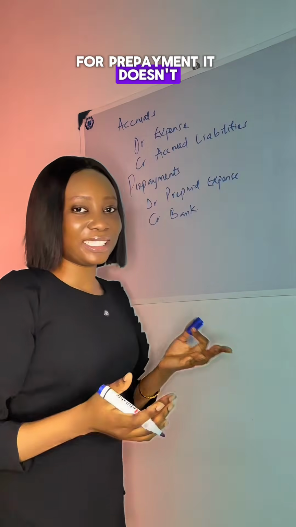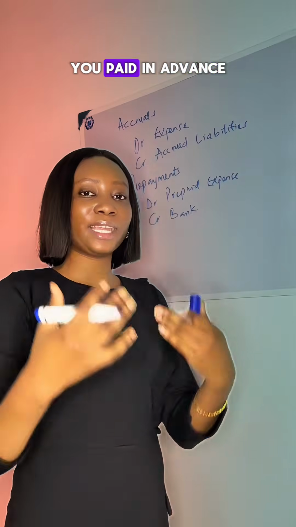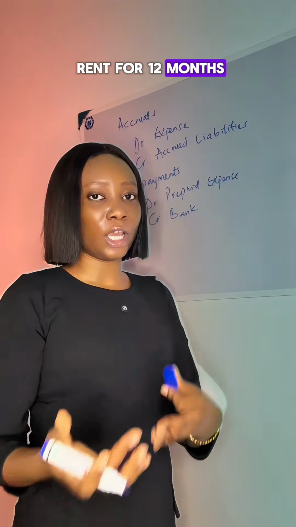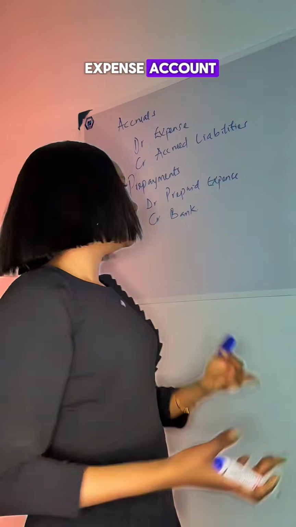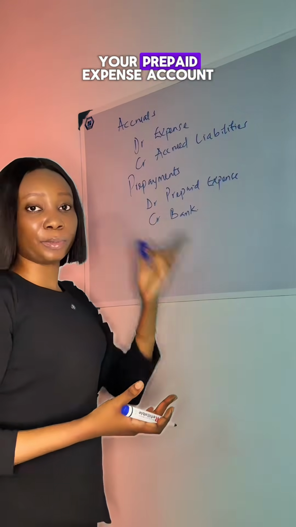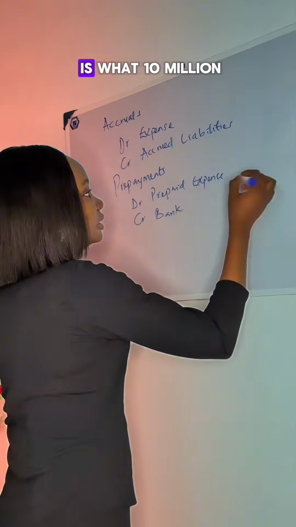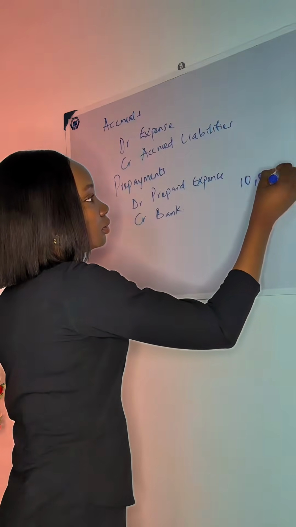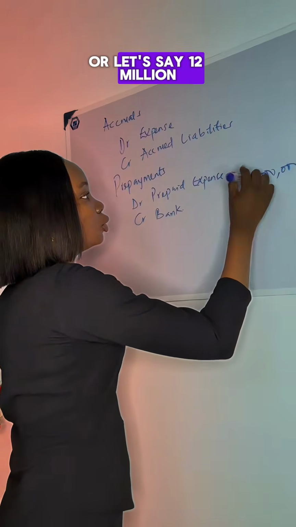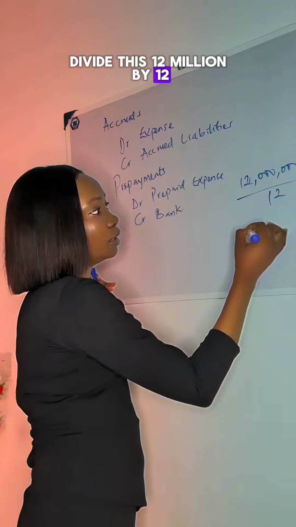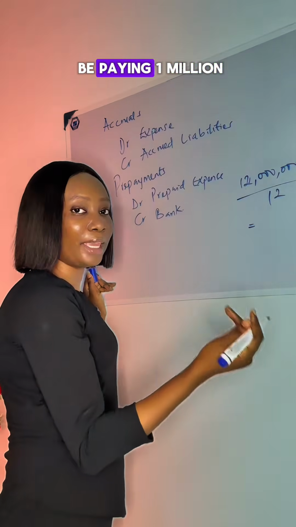For prepayment, it doesn't end there because, as we said, you paid in advance for a particular service. We took rent, for example. You paid for rent for 12 months. So what do you do to the rent expense account? Because what has been posted here is just your prepaid expense account. For your rent expense, let's say the sum is 12 million. You are going to divide this 12 million by 12. Then that means every month you're going to be expensing 1 million.